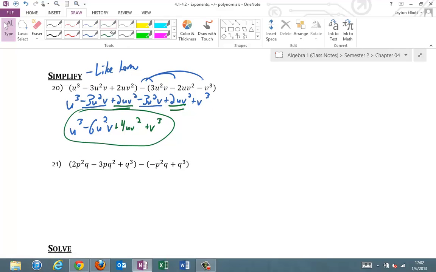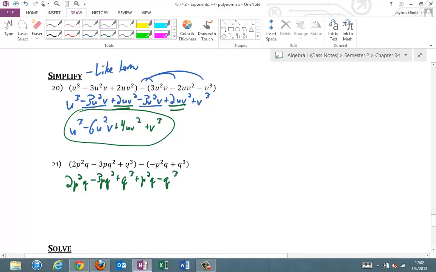21, we're also going to simplify. 2p squared q cubed minus 3pq squared plus q cubed plus p squared q minus q cubed. Look for like terms. Q cubed doesn't have a match. Looks like the only one would be this and this. Oh wait, we've got the q's, I forgot about those. Those two are going to match as well.